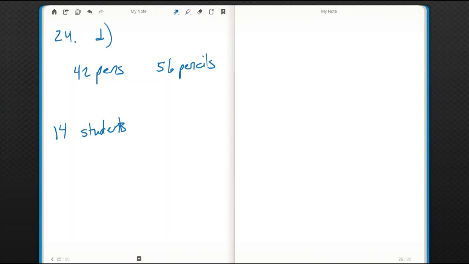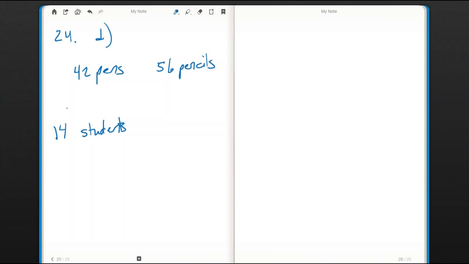Do you mean the same number of pens and pencils together, combined, or the same number of pens as there are pencils? What do you mean by the same? What is the same number? That always makes me confused. But what they want to know is that it's the same number of pens for each student and the same number of pencils for each student.